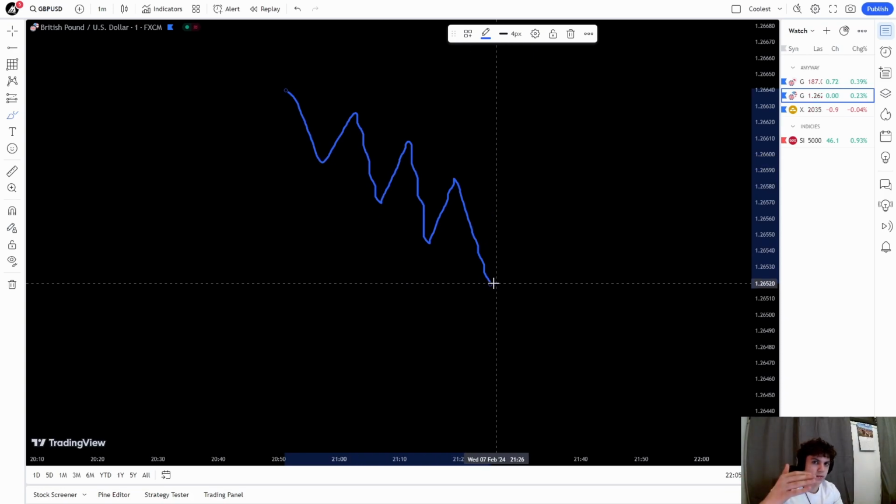Obviously, it depends what time frame you are looking at. But if you want to find a setup like this, then you can use it as an entry. But it obviously depends. You need more confirmation. But yeah, we'll get into that later.